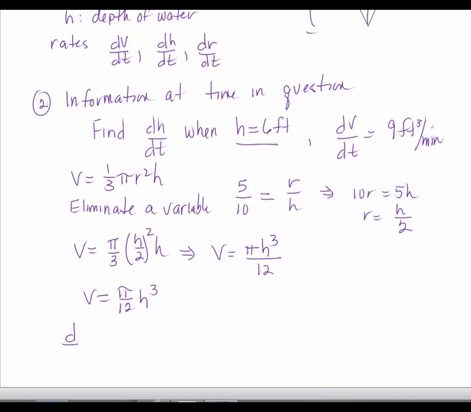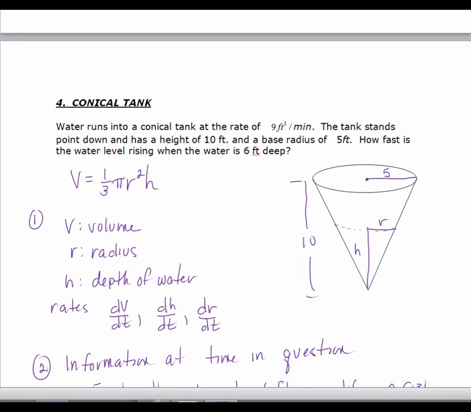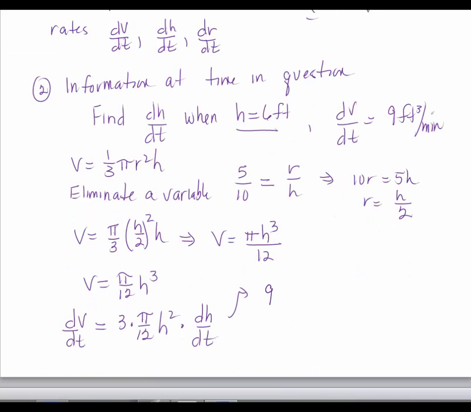So here we go. I'm going to have dV/dt, taking the derivative of the left-hand side, is equal to 3 times pi over 12 H squared times dH/dt. I want to solve for dH/dt and then substitute the 6 in. And I can substitute the 6 in right now. I know dV/dt is equal to 9 feet cubed per minute. So 9 is going to be equal to 3 times pi over 12 times 6 squared times dH/dt.